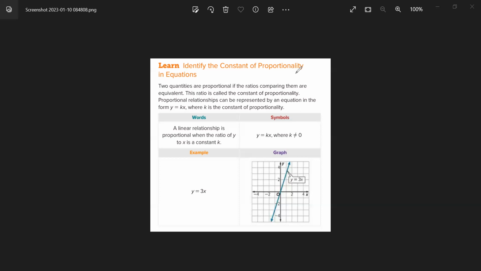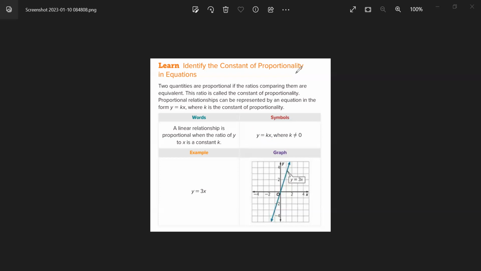And this ratio is called the constant of proportionality. Proportional relationships can be represented by an equation in the form of y equals kx, where k is a constant of proportionality. So a linear relationship is proportional when the ratio of y to x is a constant k. Now in symbols, y equals kx. Remember where k is not equal to 0.